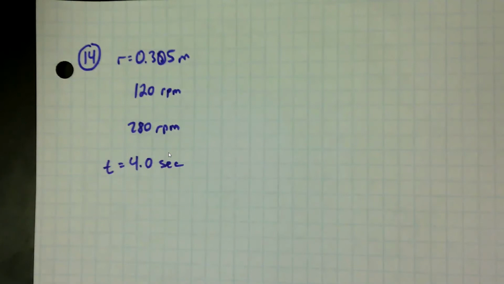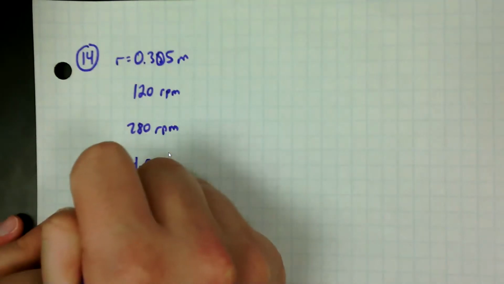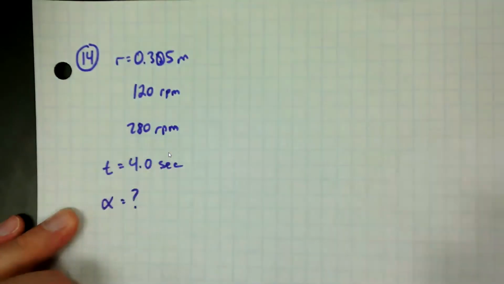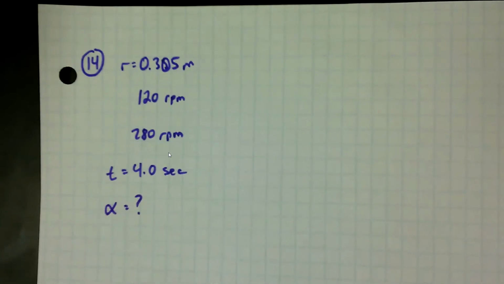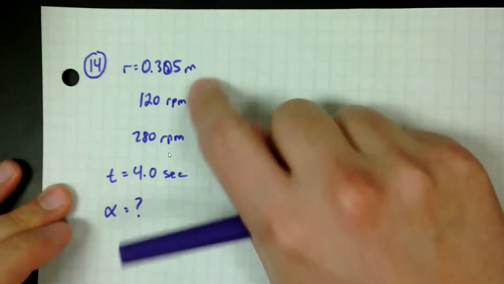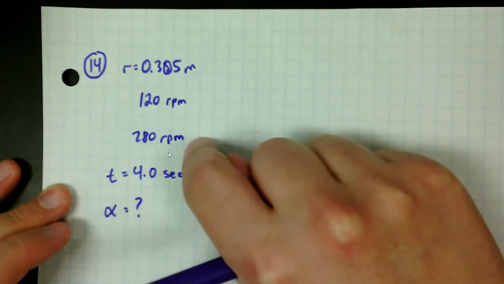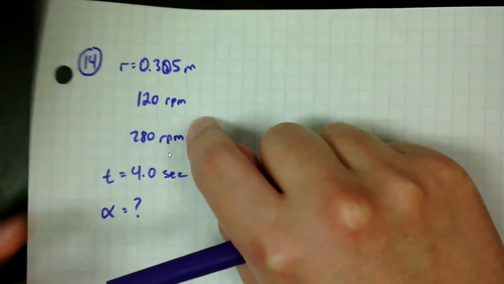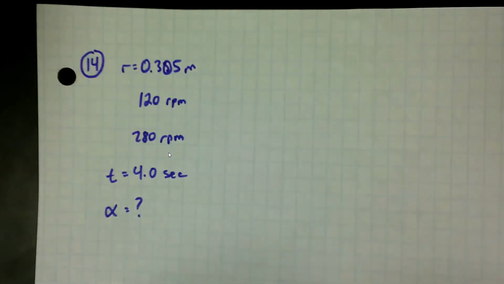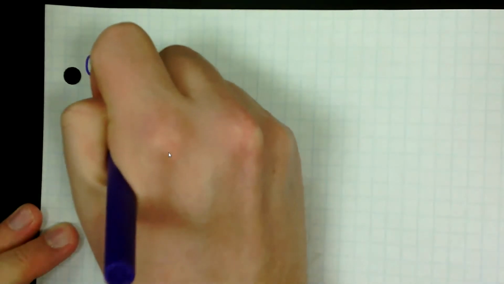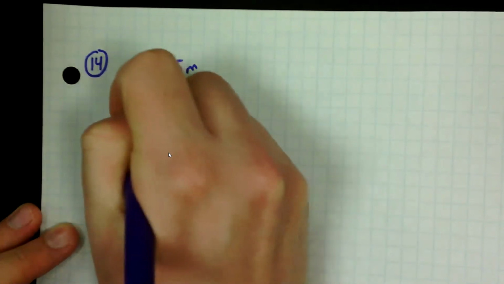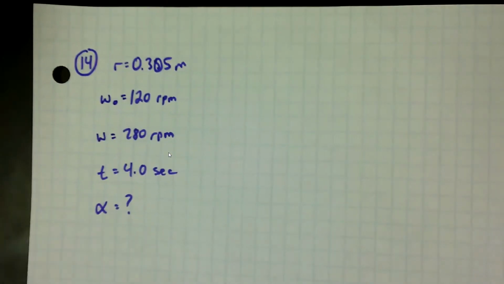And part A is determine angular acceleration, which is alpha. Now, given the conversation we just had, what are you going to call these two symbols? Yes. So this is going to be omega naught and omega, but obviously we can't use them as RPMs, so we're going to have to do a conversion.